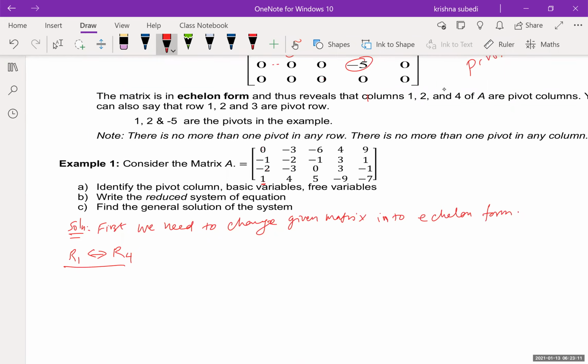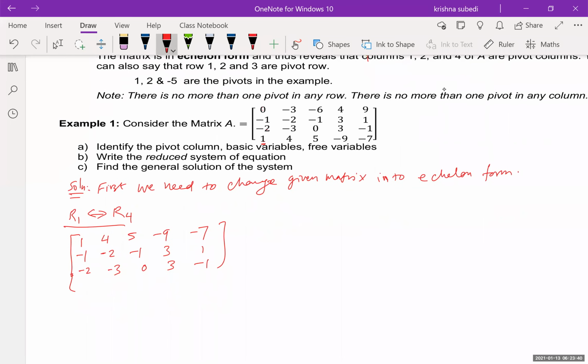Let's do this. If I do that, what I'm going to get is 1, 4, 5, -9, -7. The second row remains the same. We did nothing. And the third row remains the same. We did nothing. If I copy the wrong number, please let me know, okay? And the last one will be 0, -3, -6, 4, and 9.